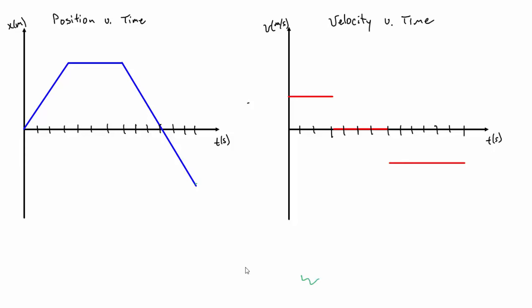Hi there. Just wanted to make a quick video to explain a couple things I talked about briefly in class, but you'll need for the assignment. It has to do with the connection between a position versus time graph and a velocity versus time graph.